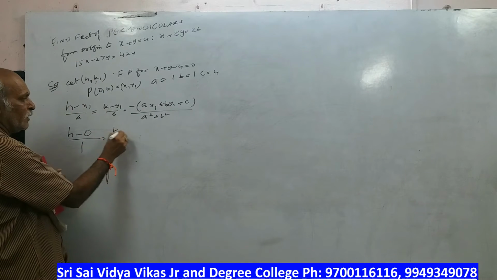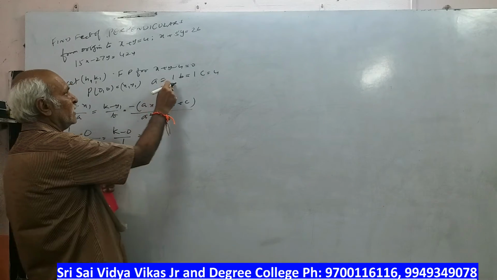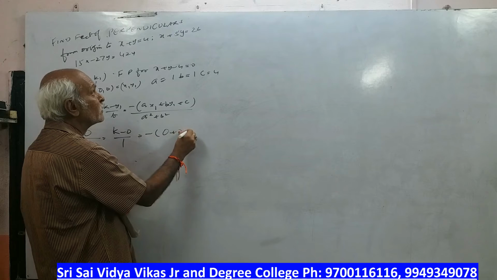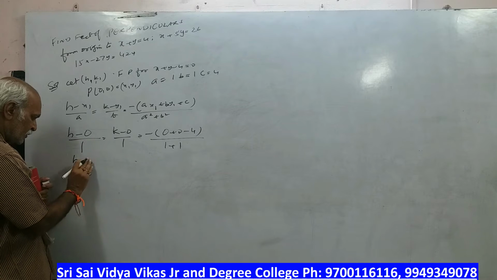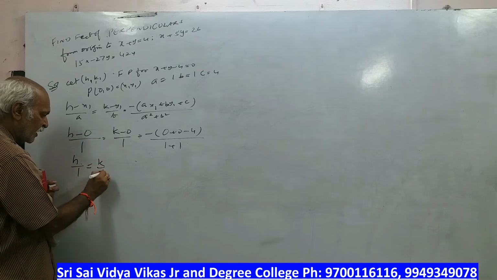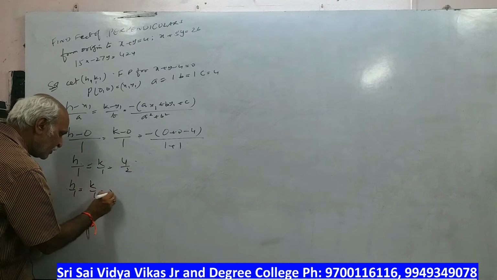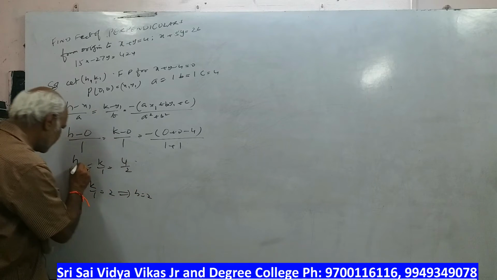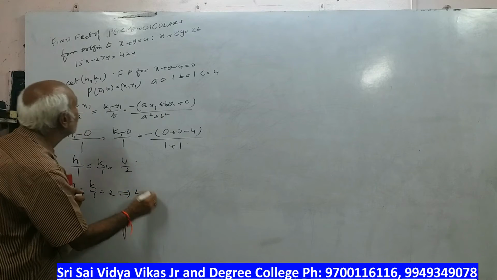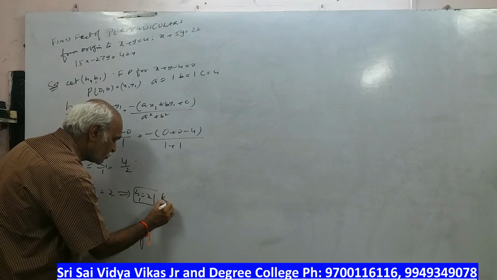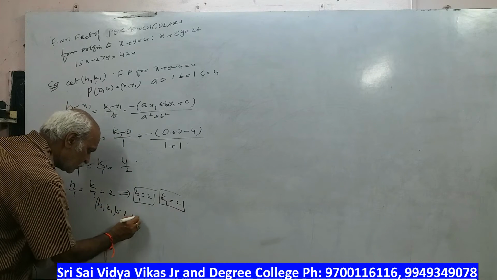So h minus 0 by 1 is equal to k minus 0 by 1 is equal to minus of (a x1 is 0, plus 0, plus c is minus 4) by (a square plus b square, 1 plus 1). Therefore h by 1 is equal to k by 1 is equal to 4 by 2. So h by 1, k by 1 is equal to 2. So h1 is 2, k1 is 2. So what is the first one we got? h1 k1 is 2 comma 2.